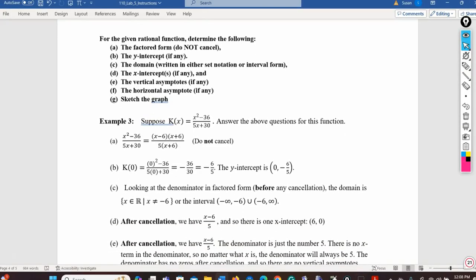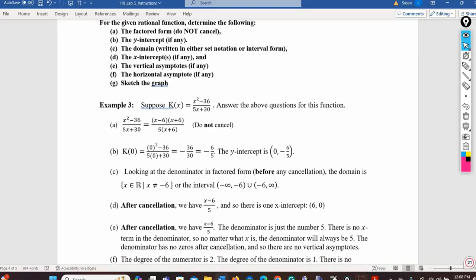Now, what about the vertical asymptotes? Vertical asymptotes are found at the real zeros of the denominator after cancellation. Well, after cancellation, we have this, and the denominator doesn't have any zeros because the denominator is just the number 5. And it doesn't matter what x is, it will always be the number 5. So we don't have any vertical asymptotes.